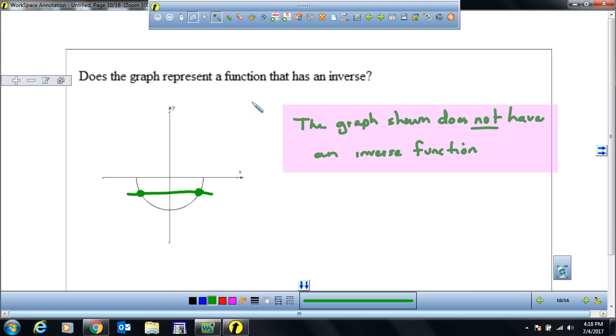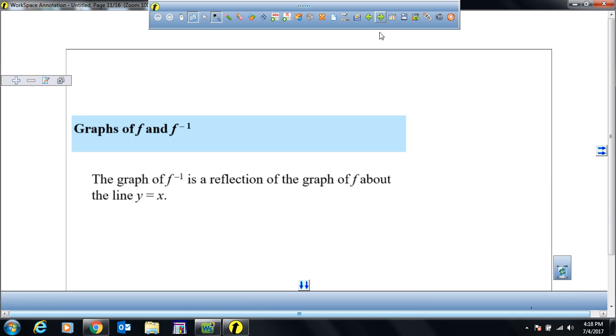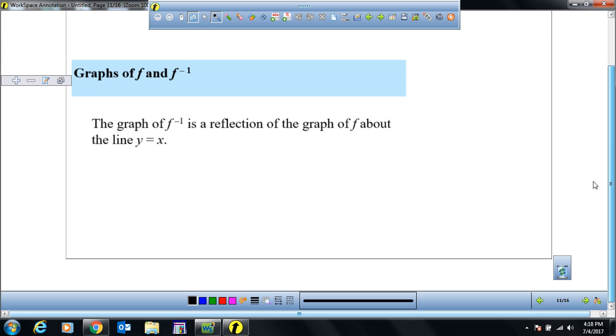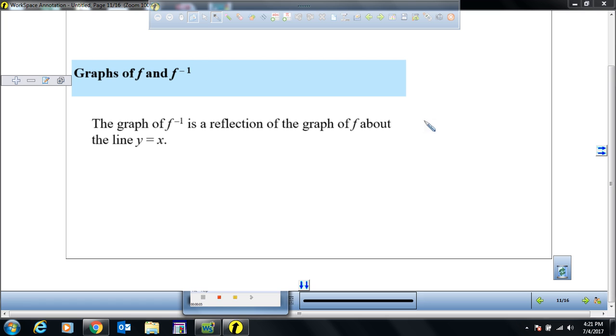Now we're going to get into the graphs of inverses. How do we create the graphs of inverses? This is the next idea before we go to the end. Keep in mind the following statement: the graph of a function and its inverse are reflected onto each other about the line y equals x. So let me show you what that means.